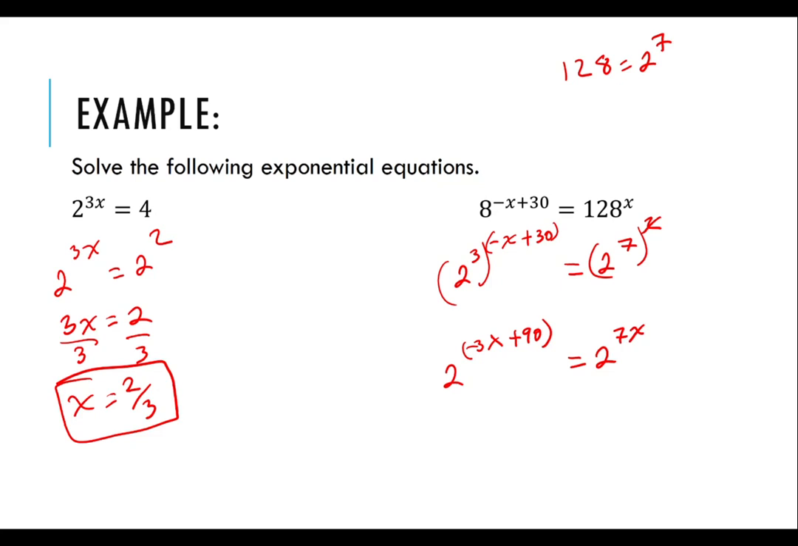The exponents are the only thing that's changed up here, so 2 raised to this power has to be equal to 2 raised to that power, so that's negative 3x plus 90 is equal to 7x. So then we just solve. I'm going to add 3x, add 3x, 90 is equal to 10x, divide by 10, divide by 10. I get that x is now equal to 9.